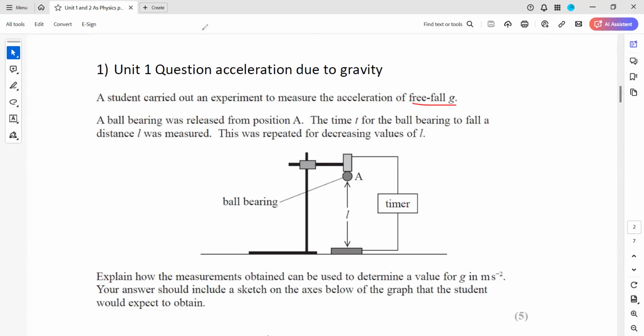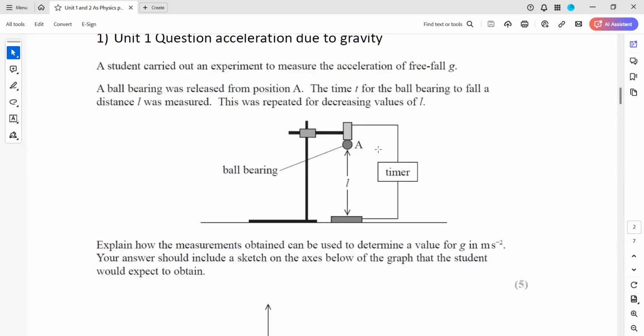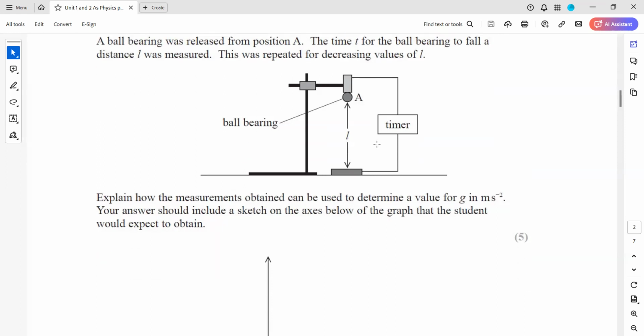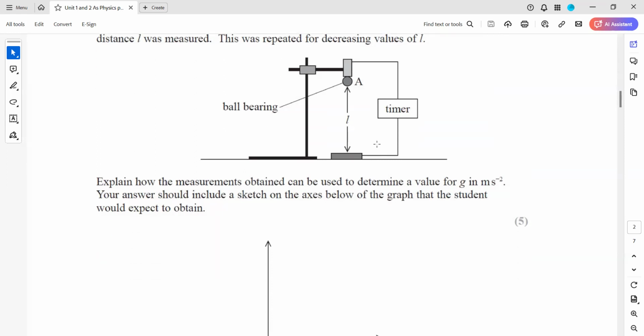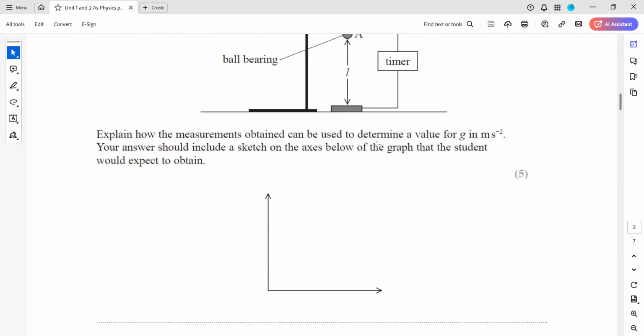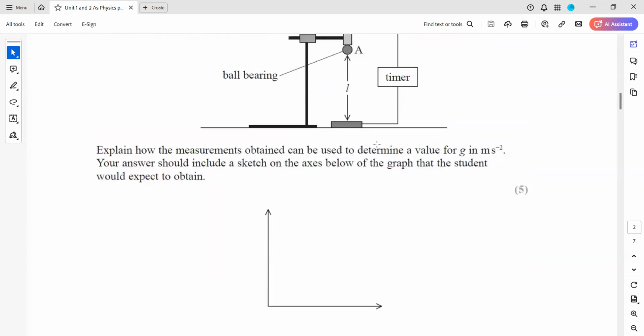A ball bearing was released at the position A, and the time for the ball bearing to fall a distance L is measured. This was repeated by decreasing the value for L. Explain how the measurements obtained can be used to determine the acceleration due to gravity. Your answer should include the sketch of the axes below.